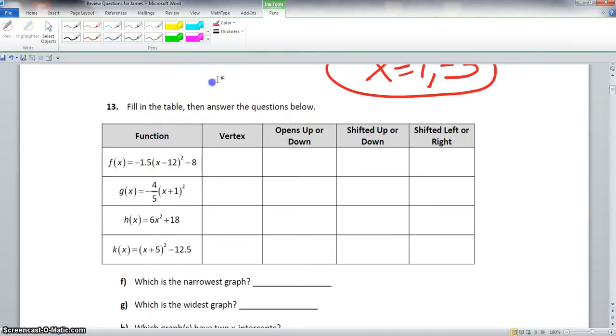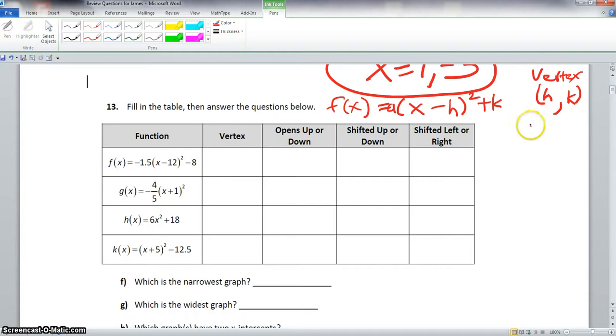Okay, now with problem 13, we're basically dealing with two different formulas here. The first formula we're going to write here is f of x is equal to a times the parenthesis x minus h parenthesis squared plus k. Now, what happens when you have this type of formula, with subtraction on the inside of the parenthesis, is that your h is your x value, and whatever your k is your y value, and that will be your vertex.